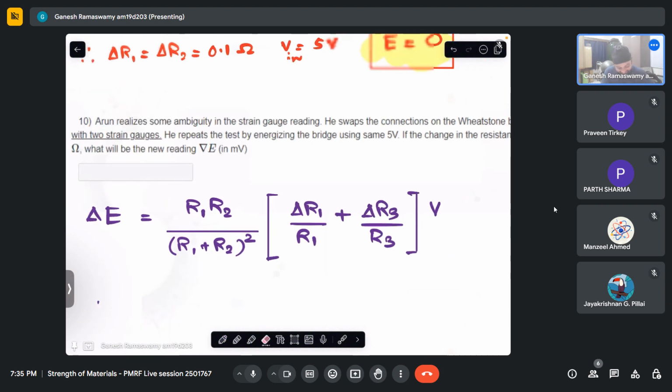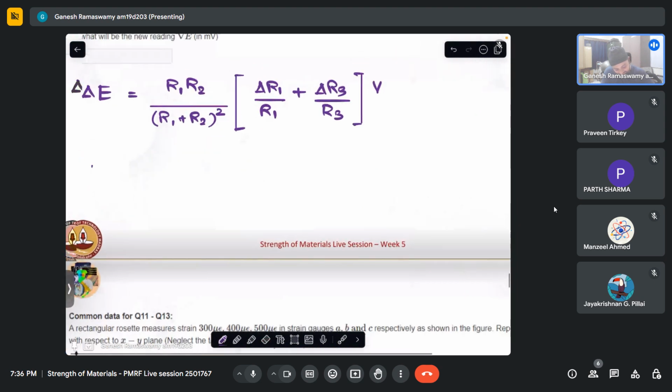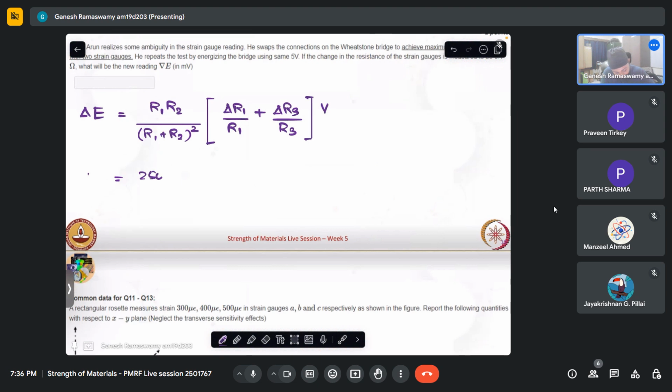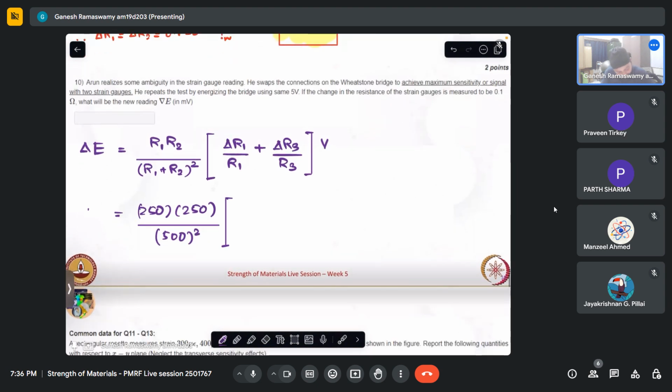250 into 250 by 500 squared into the same 0.1 ohm that is applied. 0.1 by 250 plus 0.1 by 250 into 5 volts. So what does this come out to be? 0.2 by 250 by 500 squared into 250 squared into 5. So this comes to 1 into 10 power minus 3 volts. The answer is asked in millivolts.